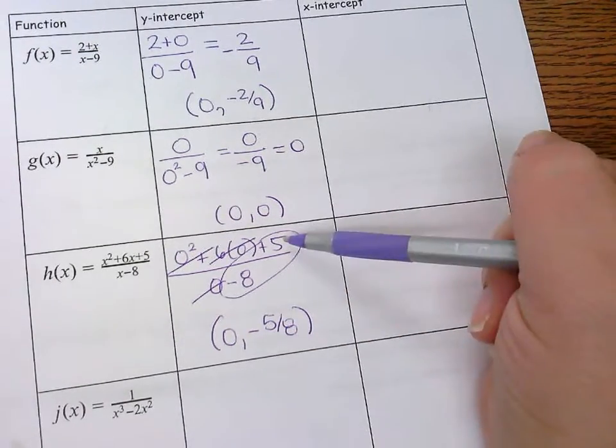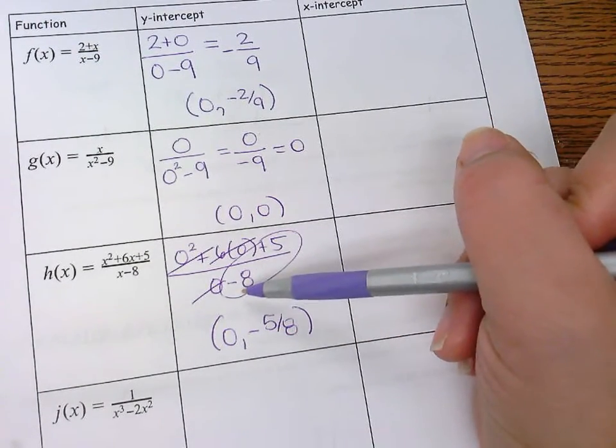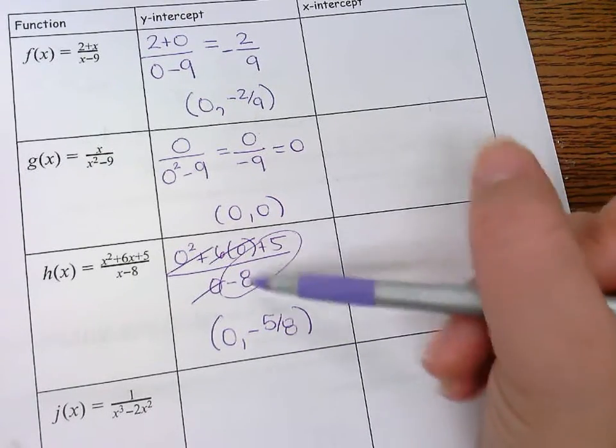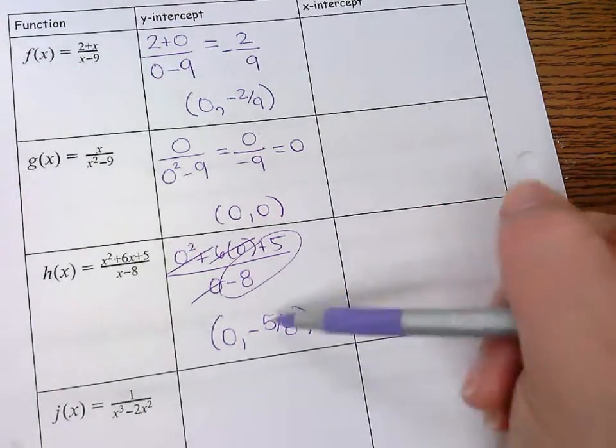If this had been a negative divided by a negative, that becomes a positive, right? So then I would have had positive 5/8. But one negative in the problem just gives me negative as my solution.